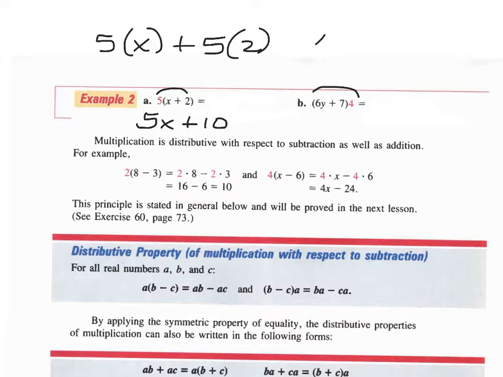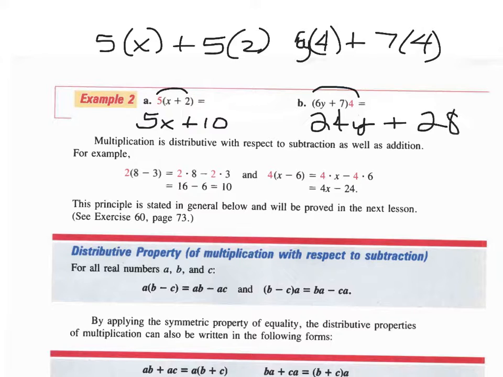You're going to do 4 times the 6y plus 7 times the 4. So here you would get 24y plus 28. So you would multiply the 6 and the 4 and then put the y behind it.